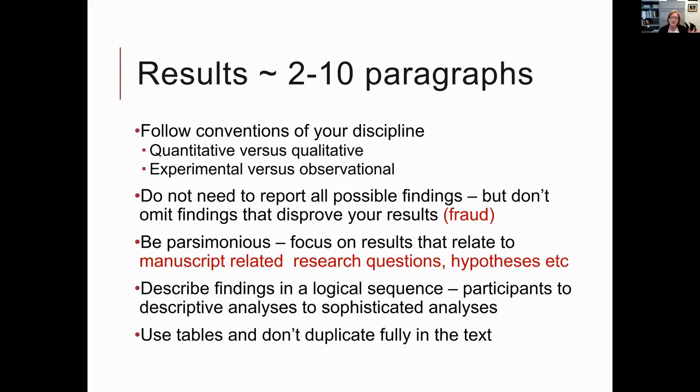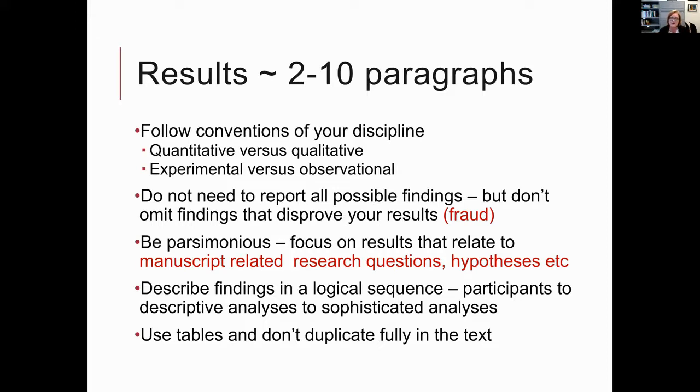Remember that you don't have to write every possible finding from your study, right? So you have to think about tailoring your results section to your key message. One thing to be careful of is not to omit findings that disprove your results. That's considered academic or scientific fraud. So if you have findings that show something different than the story you're trying to tell, you need to show those findings, right? And you need to incorporate those findings into your story, right? And I use story in a very broad sense.